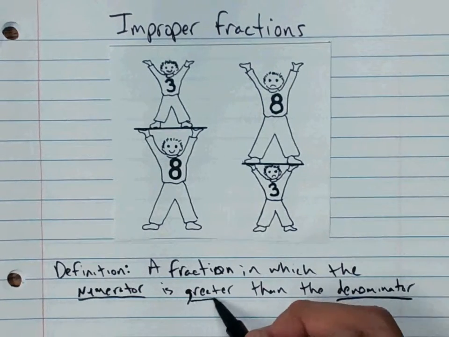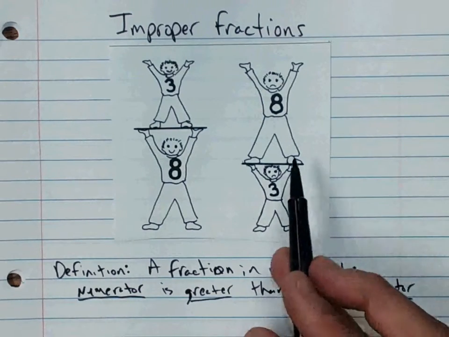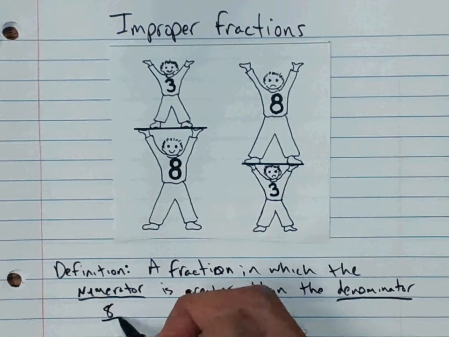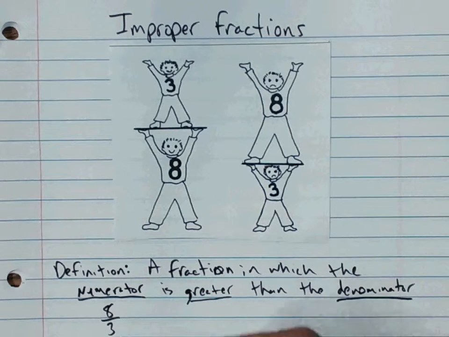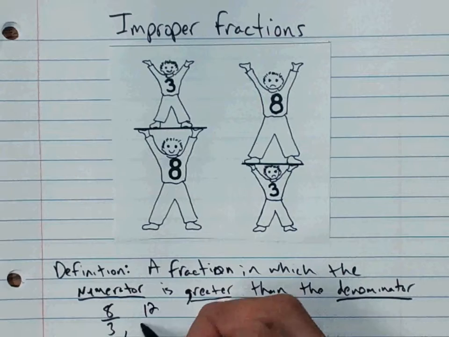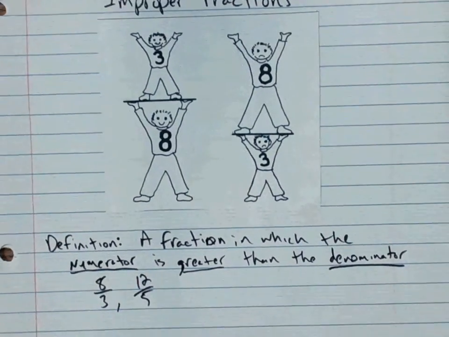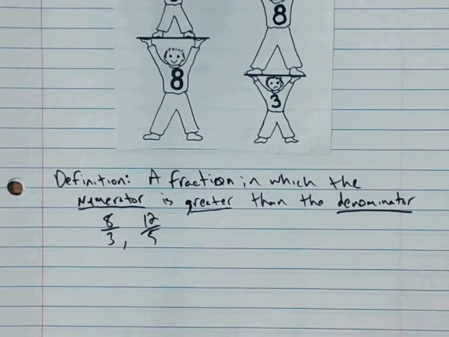Okay, key term: greater. So in this case, if I wrote this as a fraction, it would be 8 over 3. My numerator is greater. Another example, 12 over 5. And that's a perfectly fine number. It's just called an improper fraction because the numerator is greater than the denominator.